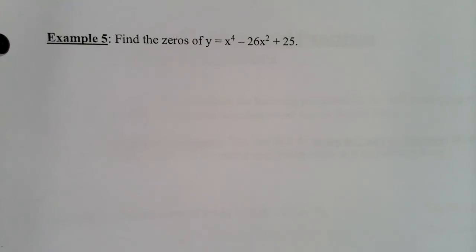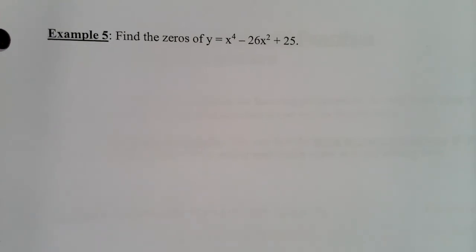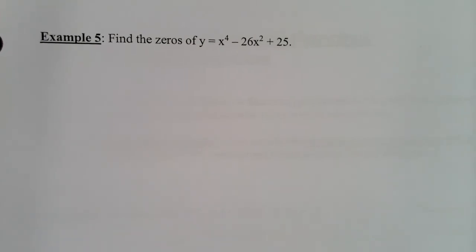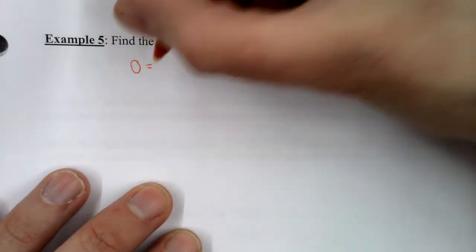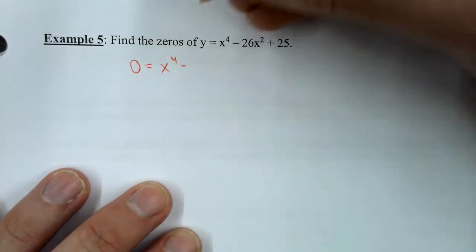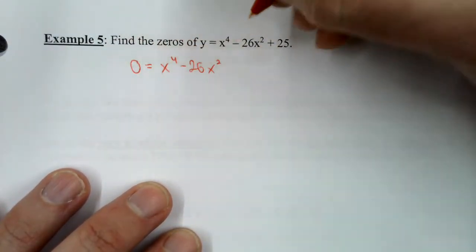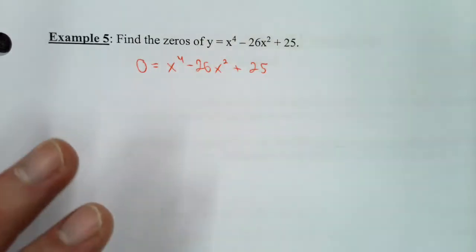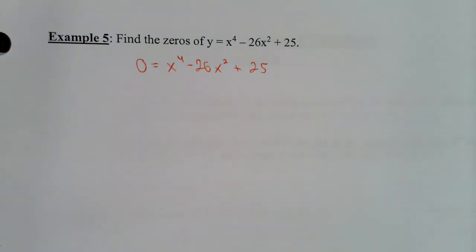Here we go. Find the zeros of y equals x to the 4th minus 26x squared plus 25. So that equals 0. Now you have to factor. You might want to do factoring by grouping, but you don't have to for this one. But what numbers multiply to 25 and add to negative 26 in the middle? Negative 1 and negative 25.